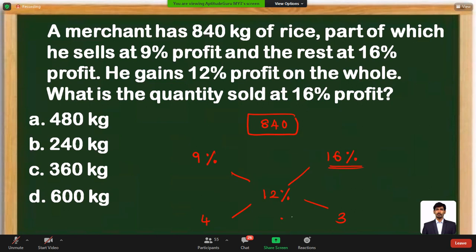So 4:3, total 7 parts. 4 parts is sold at 9% profit, 3 parts at 16%. So 7 parts value is going to be 840. 1 part is 120, so the answer is 3 into 120, that is option C.